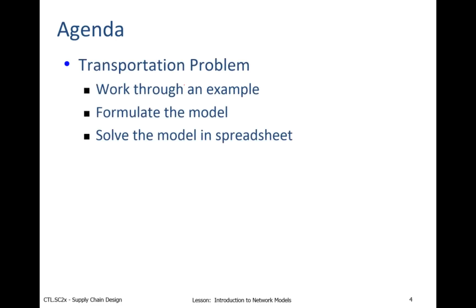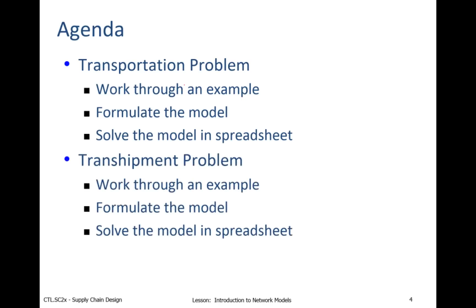Okay, so what's happening in the rest of this lesson? We're only going to look at two problems. We're going to look at the transportation problem, which is kind of the simplest network flow problem out there. We're going to work an example, formulate the model, and solve it in a spreadsheet. Then we're going to do the same thing for the next level of problem, called the transshipment problem. We're going to work an example, formulate the model, solve it in a spreadsheet. Then we're going to talk a little bit about how you do this modeling approach. So that's what we're going to do for the rest of the lesson.